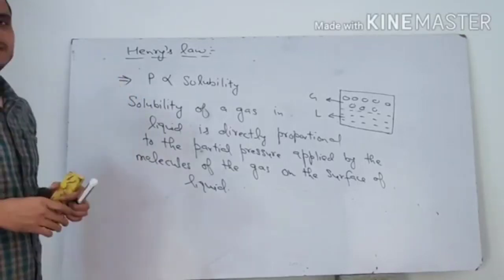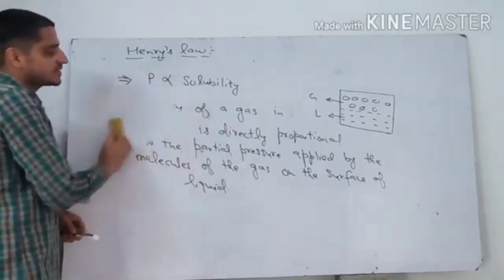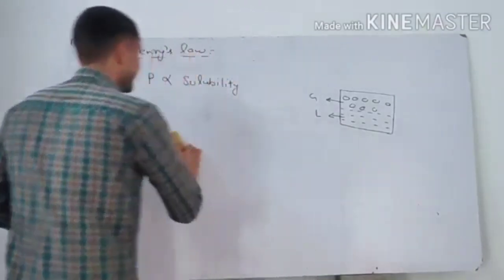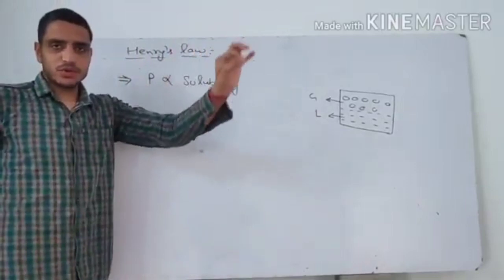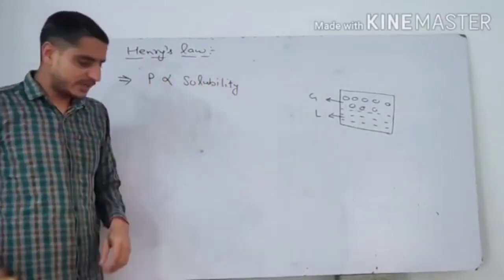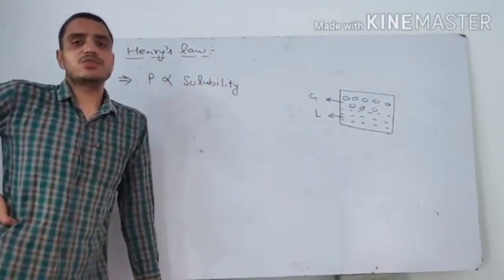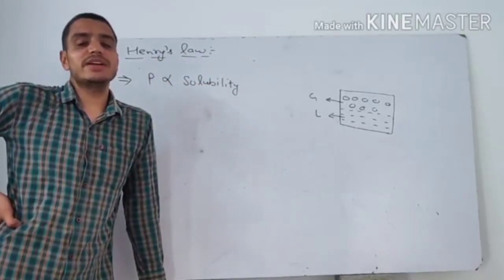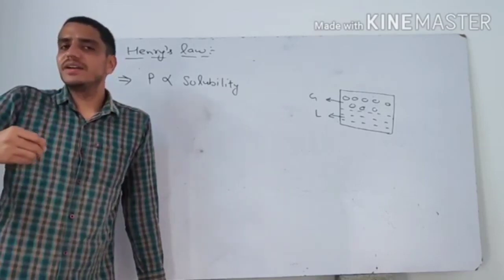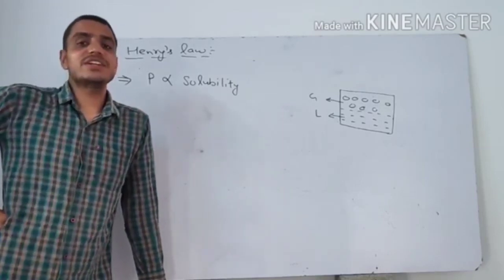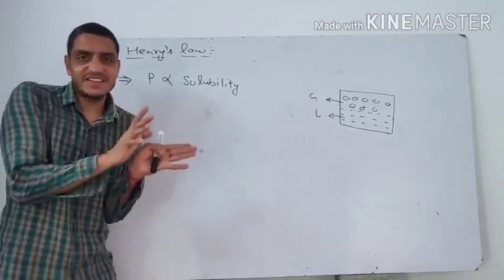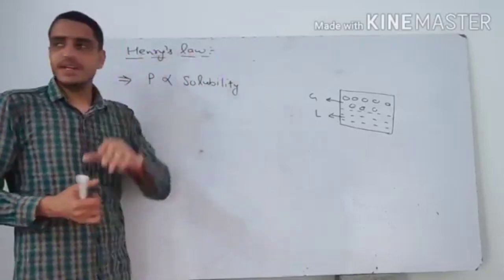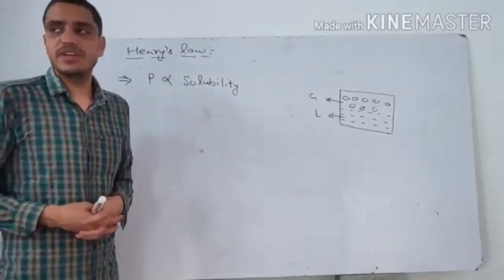Now we'll move towards the mathematical form of this Henry's law. So solubility means the number of gaseous solute particles present in the liquid solvent. Solute in solvent. What is this? This is the concentration. Concentration means the amount of solute present in solution or solvent. So in place of solubility, we have to use a concentration term.